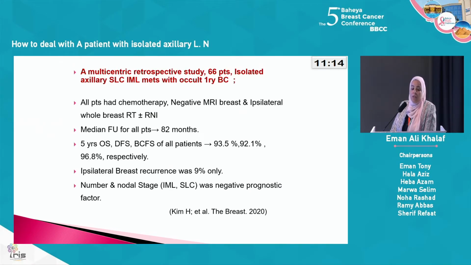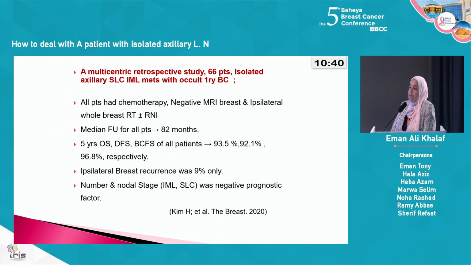The last one was a multicentric retrospective study from South Korea, including 66 patients with isolated axillary, supraclavicular, or internal mammary lymph node metastasis with occult primary breast cancer. In this study, all patients had chemotherapy and anti-HER2 treatment according to HER2 status. All patients had a negative MRI breast, and all patients received ipsilateral whole breast radiotherapy plus or minus regional nodal irradiation. The median follow-up of all patients was 82 months.